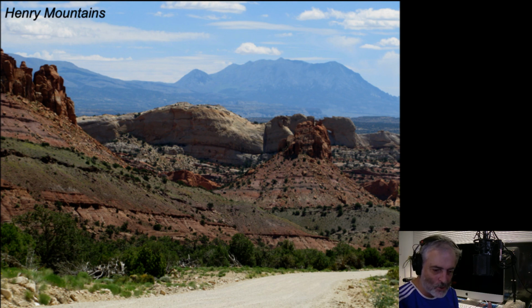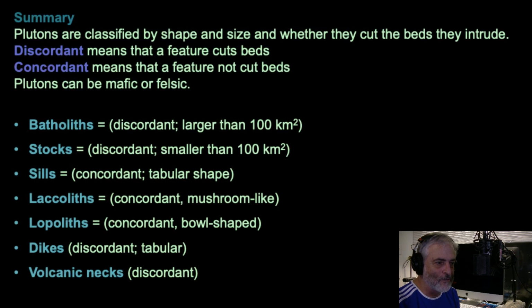Plutons, they're defined by their shape. They're defined on whether they've been concordant or discordant. Dikes will cut the beds that they intrude into, and sills don't, laccoliths don't, lopoliths don't, but batholiths do, and stalks do, and volcanic necks do, of course, as well. So that's our whole list of different kinds of plutons, and now you also know what concordant and discordant mean. Either it cuts the beds or it doesn't cut the beds. If it does cut the beds, it's called discordant, and concordant if it doesn't cut the beds. So I think that's enough for now.